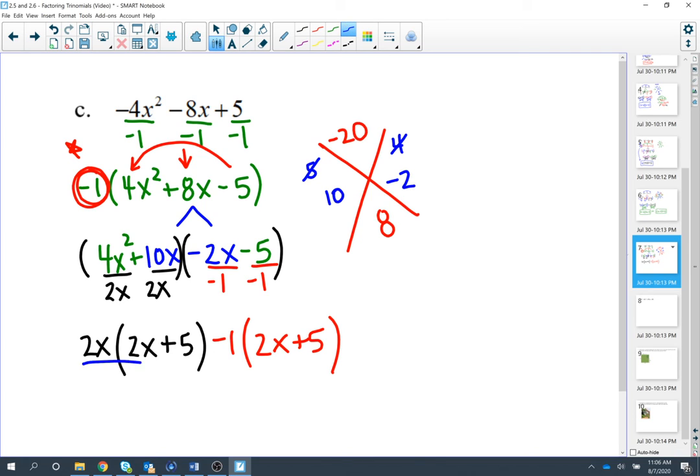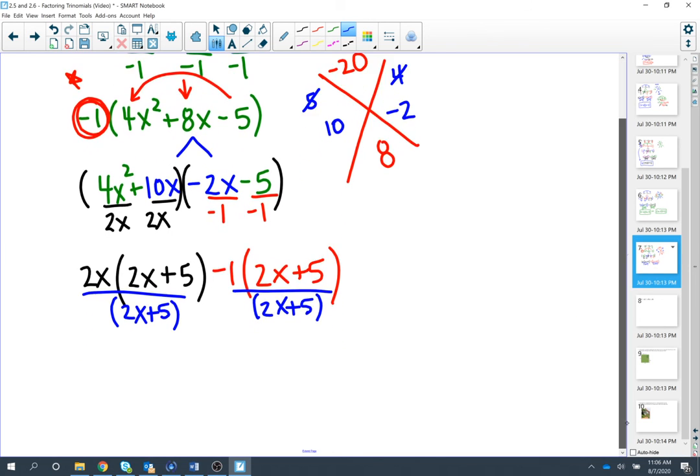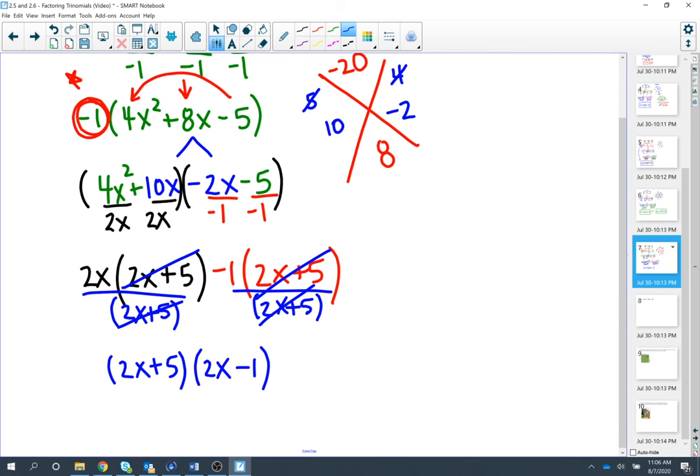Okay, so now that they match, 2x plus 5, 2x plus 5. So then I'm going to record my 2x plus 5. I'm going to go with what's left over. So first one, I've got a 2x. Second one, I've got a negative 1. And we're almost done. Don't forget what? Don't forget the negative 1.